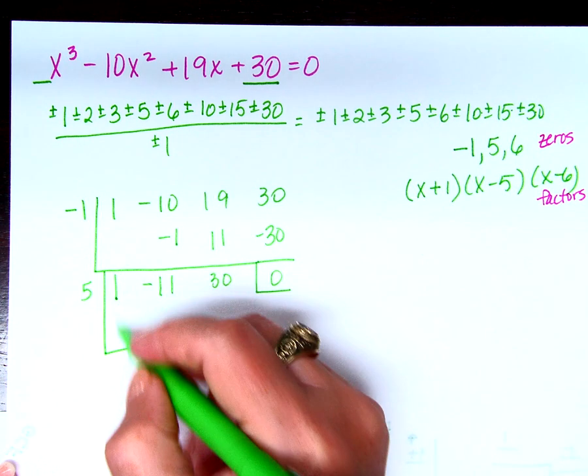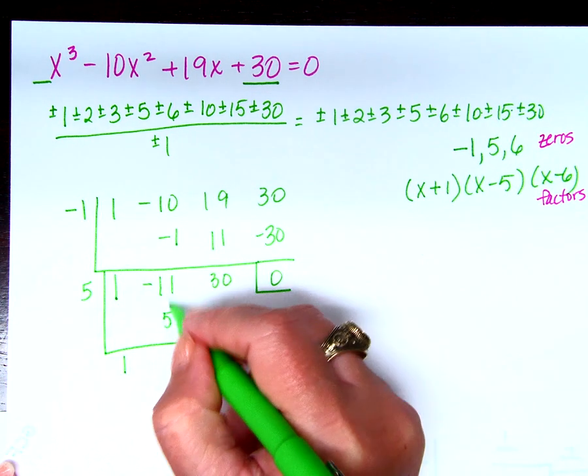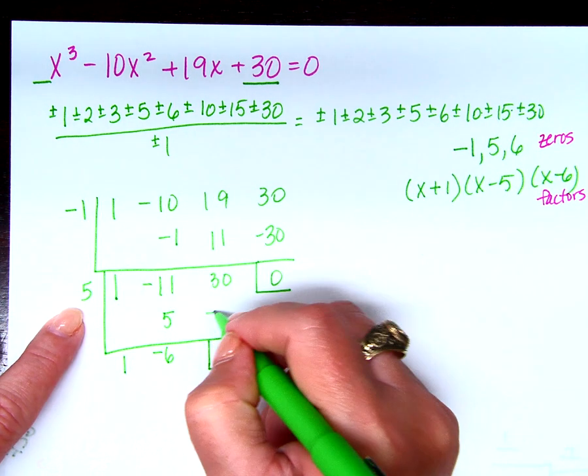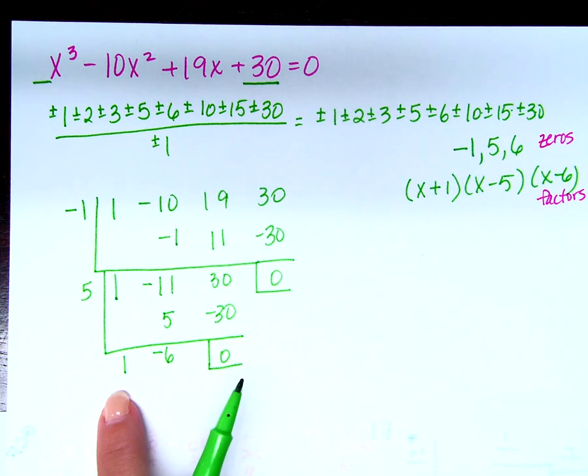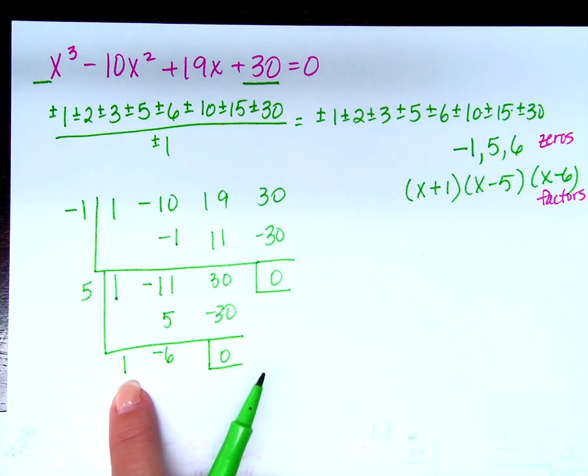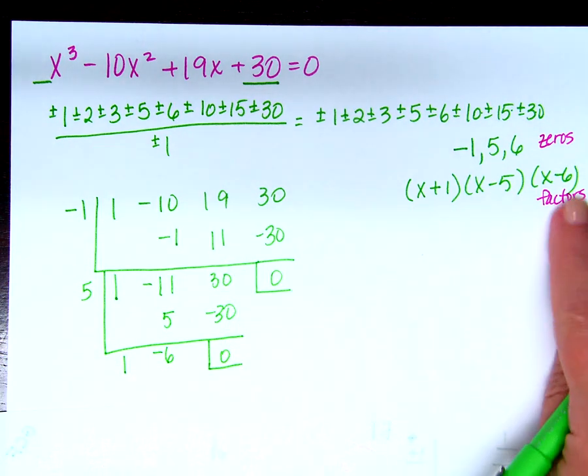So 5. So 1, 5, negative 6, negative 30, 0. What does this say right here? X minus 6. And is that my third factor? So then that's all the proof I need.